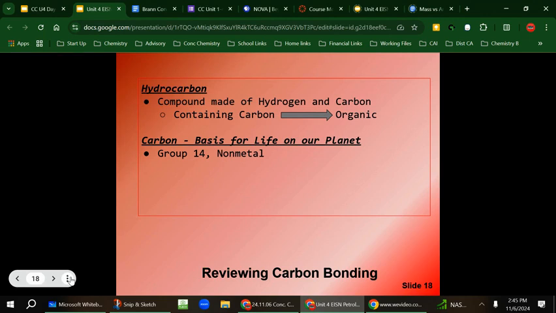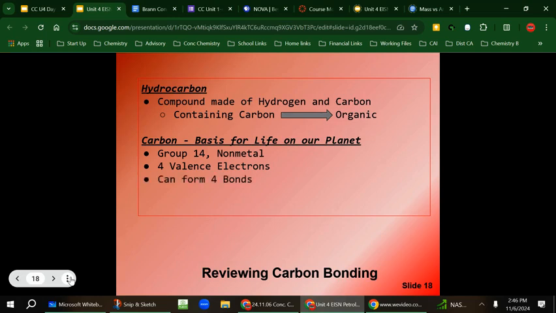Now, that is very unique for carbon, ladies and gentlemen. Having 4 valence electrons means it can do something that almost no other element can on the periodic table, ladies and gentlemen. It can form 4 bonds sharing electrons. Because it has 4 valence electrons, it has 4 electrons that it can share.